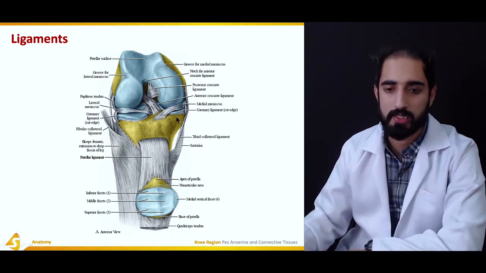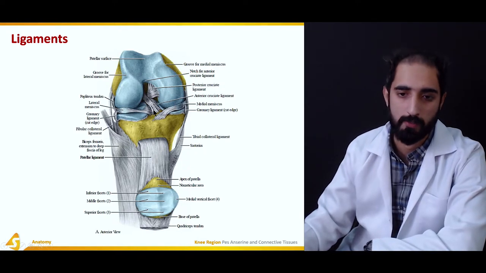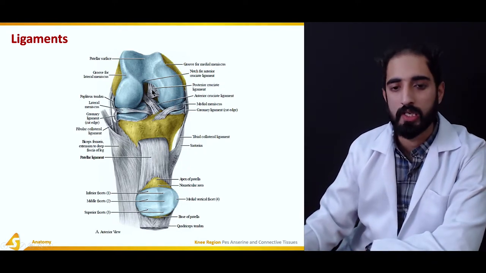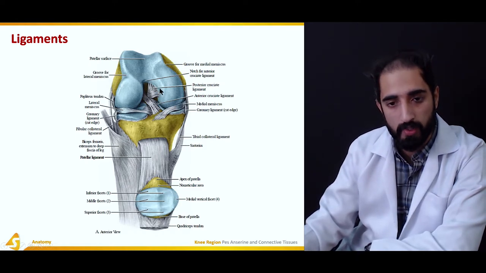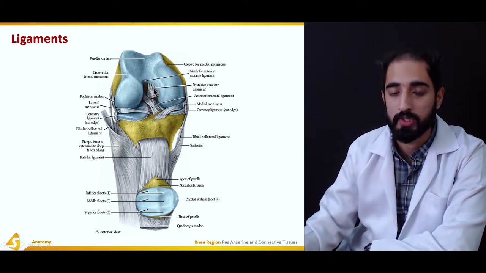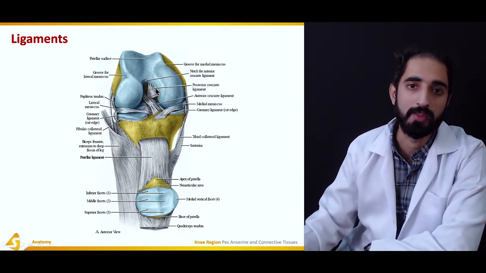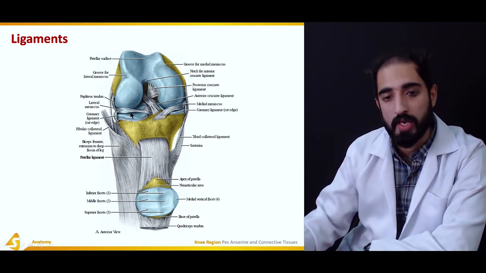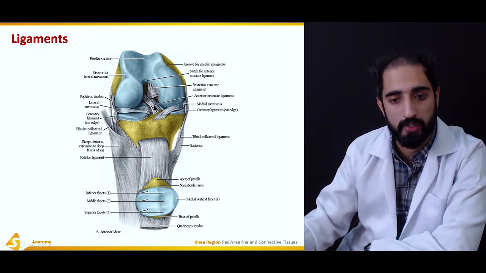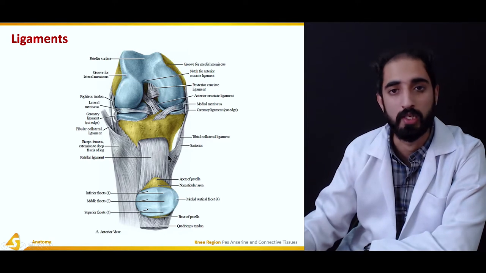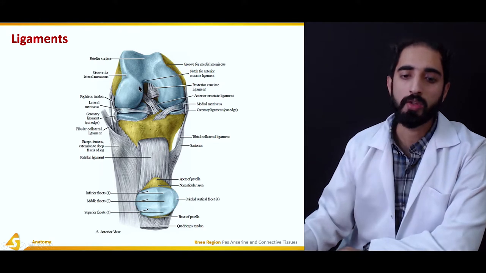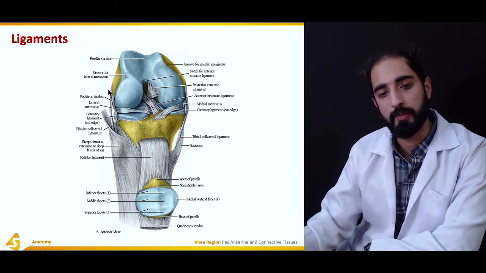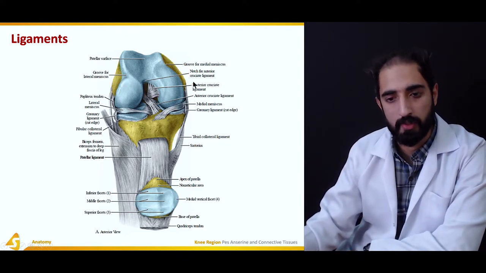Here we can see this is the anterior cruciate ligament and this is the posterior cruciate ligament. As you can see, the posterior cruciate ligament has its anterior attachment on the femur and not on the tibia, and its posterior attachment on the tibia. That is why it's known as the posterior cruciate ligament. And the anterior cruciate ligament has its anterior attachment on the tibia and its posterior attachment on the femur. And because it's named after the attachment with the tibia, it is known as the anterior cruciate ligament. Other than that, the two other important ligaments are the lateral collateral ligament and the medial collateral ligament.